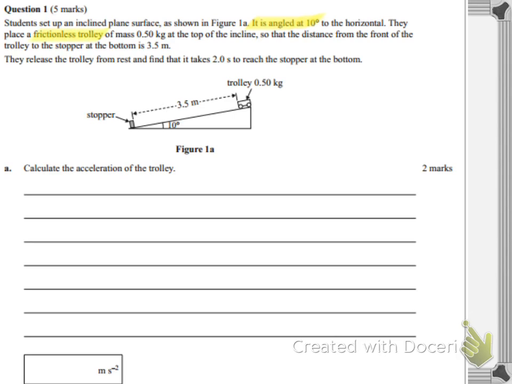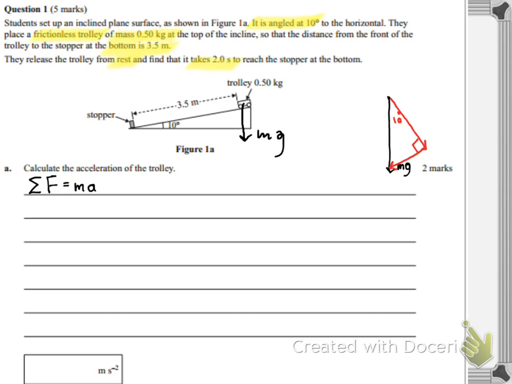Okay, so there's quite a bit of nice information there, and let's just highlight some of the important ideas we need to draw on. They release the trolley from rest and find that it takes 2 seconds to get to the bottom. So we have a trolley that's experiencing a force due to gravity, mass times gravity pointing down, but because it's on an angle, that's going to have some components, and you've got sides of the right angle triangle here.